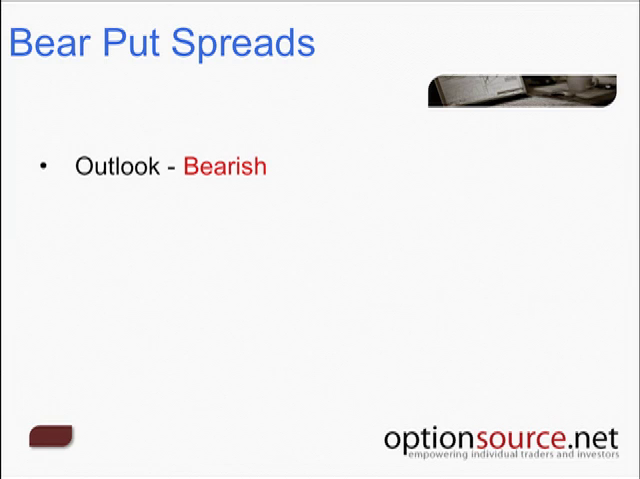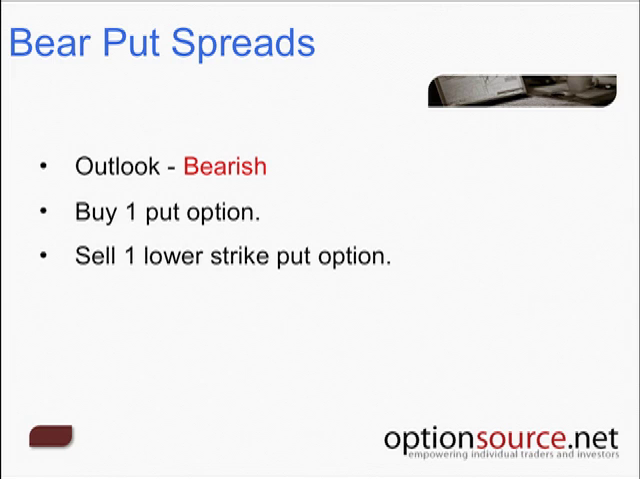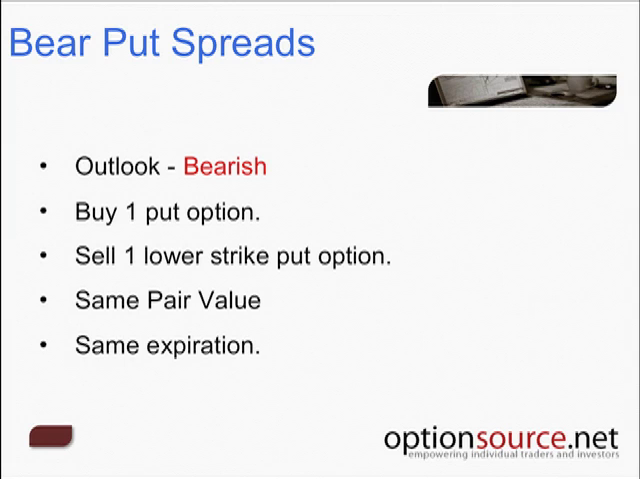Now, if we're looking at participating from a bearish perspective, of course, the typical approach is to use a put option as a means of trading a directional view to the downside. First and foremost, our outlook must be bearish, so we need to have some means of establishing that directional bias. From there, we're going to purchase one put option at a strike price that we're comfortable with, so it could be an at-the-money put. And we're going to subsequently sell a lower strike put option and collect the premium. Again, we're going to do this on the same pair value, and we're going to use the same expiration date.